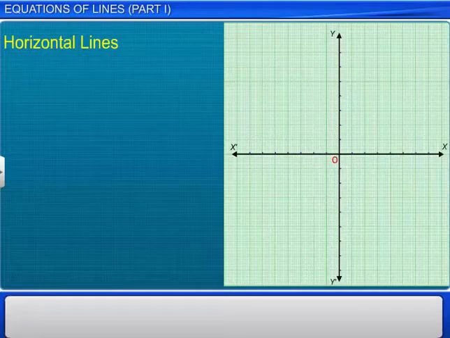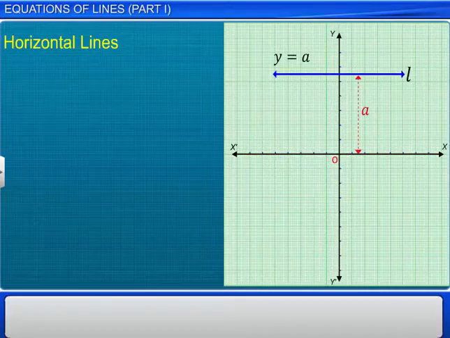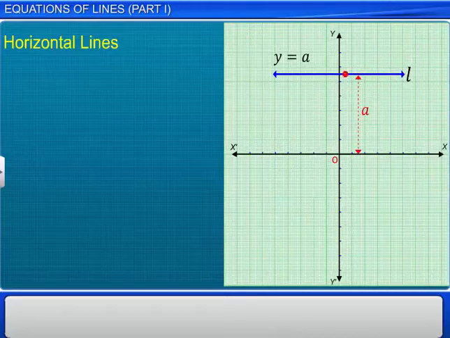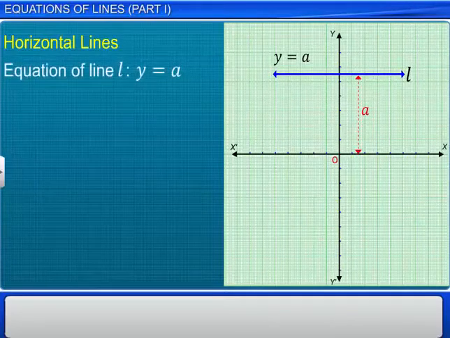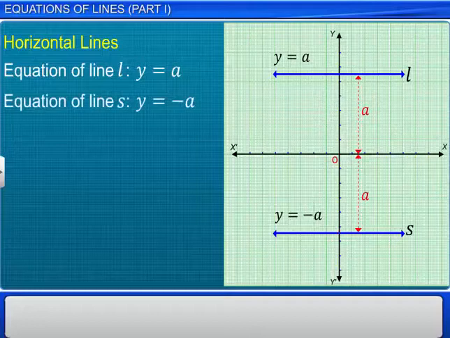Let us start with equations of horizontal lines or lines that are parallel to the x-axis. Consider a horizontal line L that intersects the positive side of the y-axis at a distance a from the x-axis. The y-coordinate of every point on line L at any position is a. Thus, the equation of line L is y equals a. Consider another horizontal line S that intersects the negative side of the y-axis at a distance a from the x-axis. The y-coordinate of every point on line S is minus a. Thus, the equation of line S is y equals minus a.